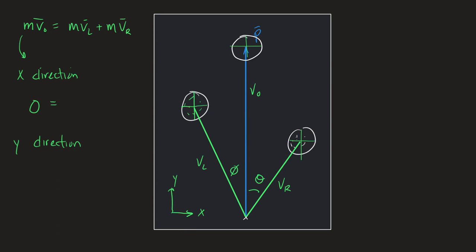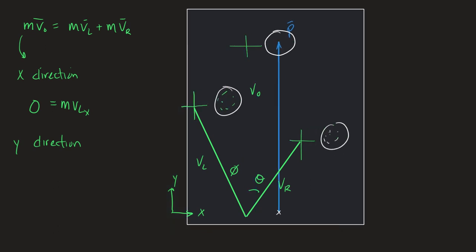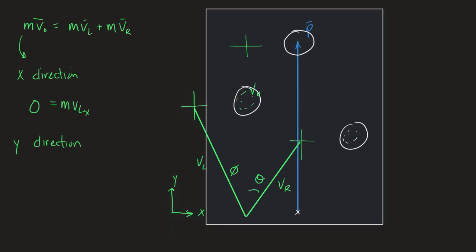And you want to compare mvl in the x direction with mvr in the x direction. And you want to do something similar in the y direction. Except this time you'll have mv0 in the y direction should be equal to mvl in the y direction plus m.